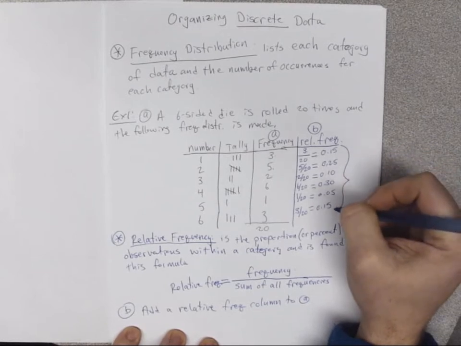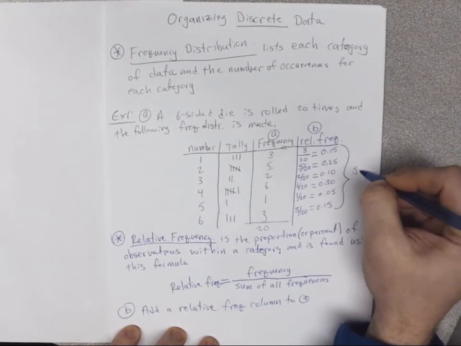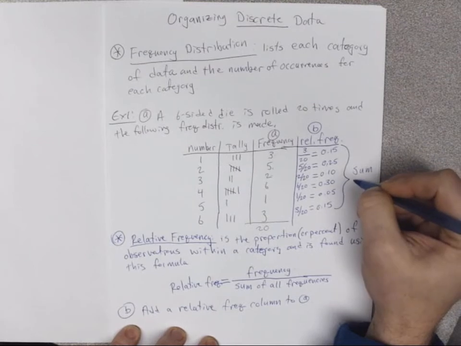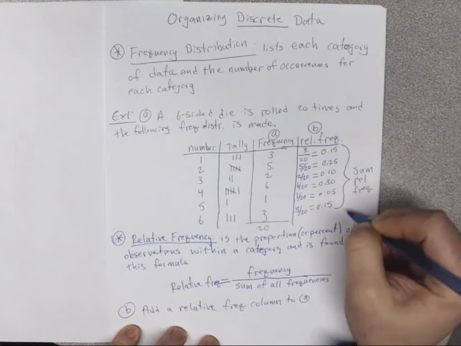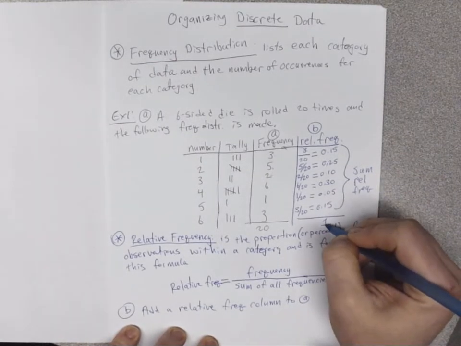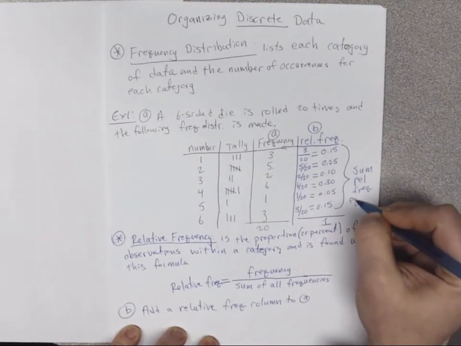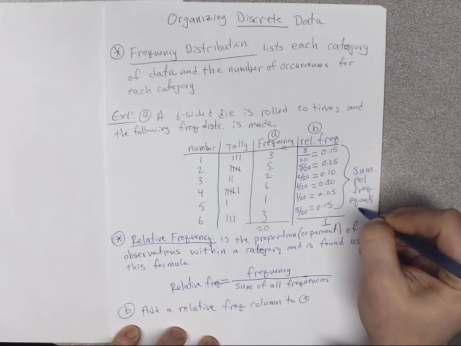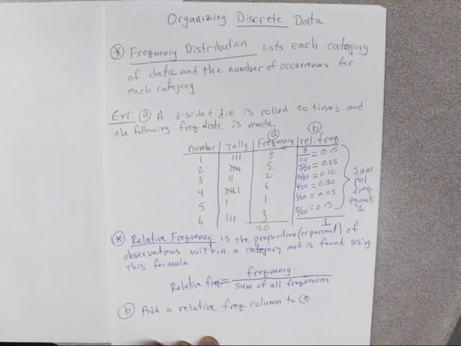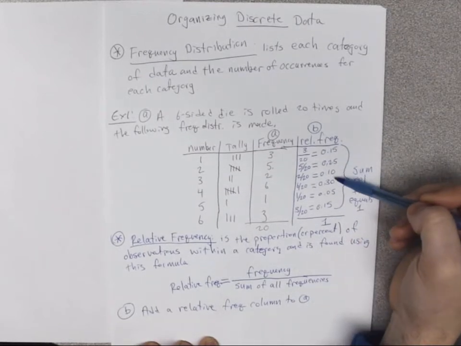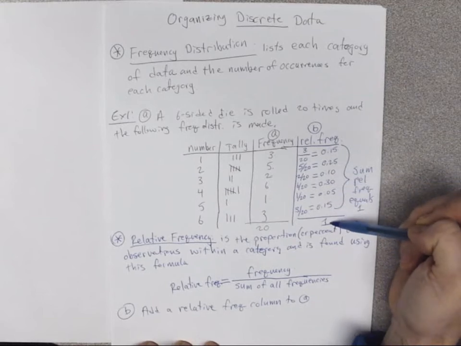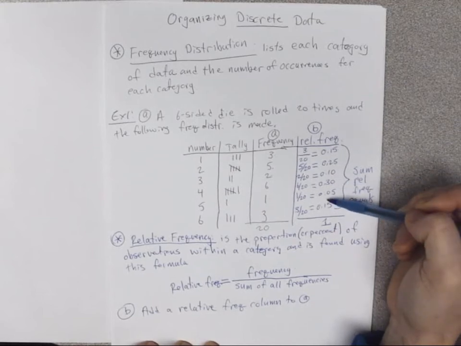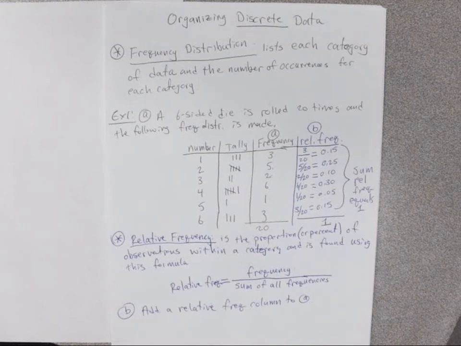If you sum the relative frequencies, it will equal 1. And that will be the case from now on. So add these decimals here and it will equal 1, meaning 100%. This is where 100% of the observations occur.